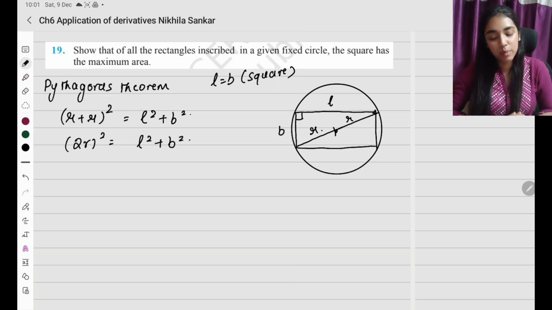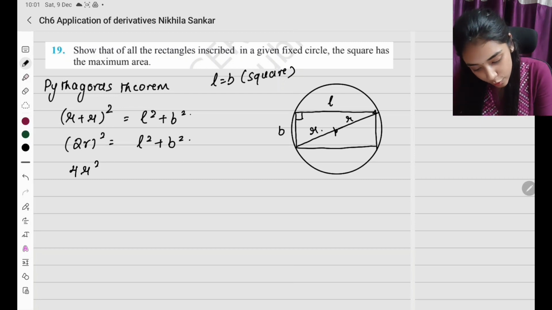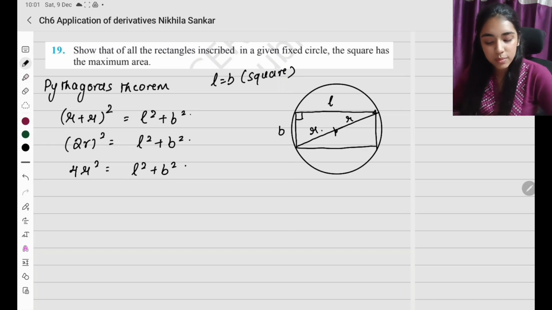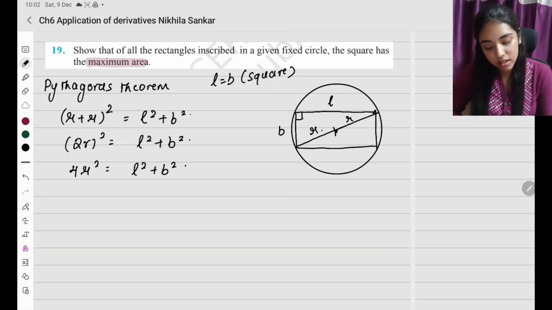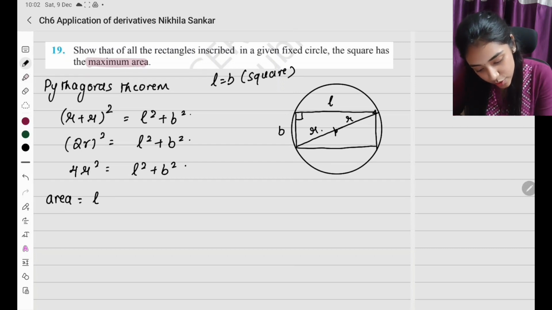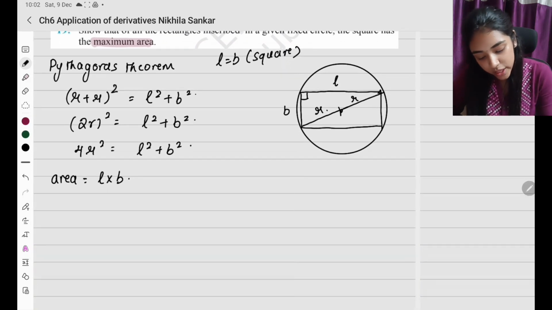That is what we will do in the last step. So I have 4r square equals length square plus breadth square. So you have found some relation between the radius, length and breadth. Now we are looking for maximum area. So the area is going to be length into breadth. Okay. So in our case, what is the relation between length and breadth?